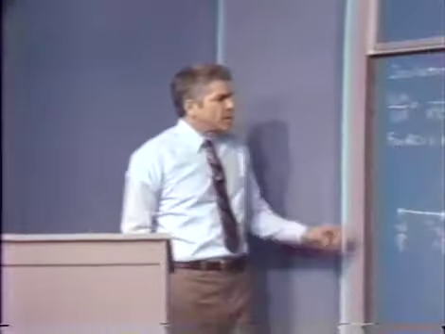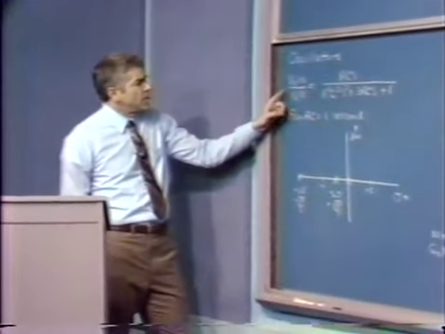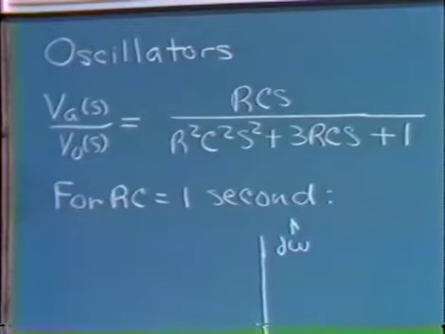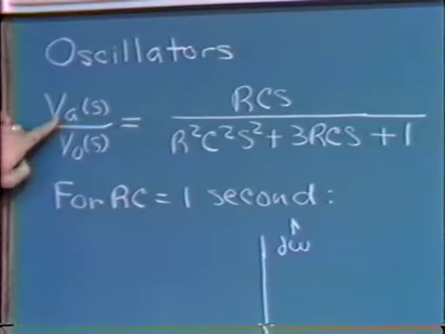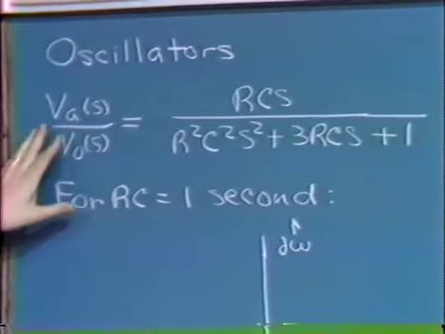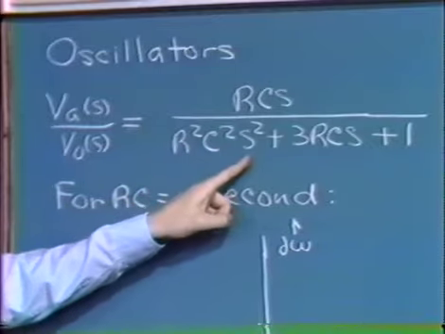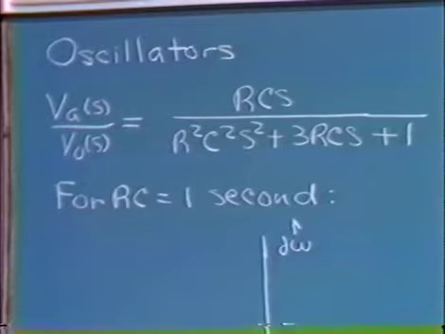We can write the transfer function for the Wienbridge itself. This is VA over VO as shown in the view graph, where VO is the output of the operational amplifier. If we assume that the input impedance to the operational amplifier is sufficiently high so that the Wienbridge is not loaded by the input to the operational amplifier, then VA, which is the voltage coming out of the Wienbridge, in fact the voltage applied to the non-inverting input terminal of the operational amplifier, that transfer function through the Wienbridge is simply equal to RCS over R squared C squared S squared plus 3RCS plus 1.